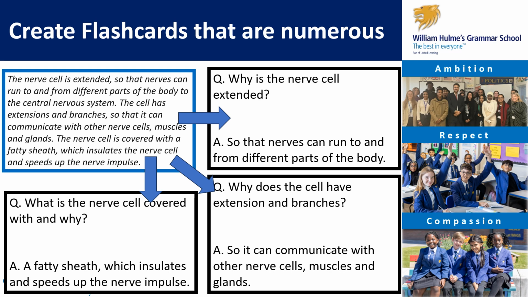This will not be the only piece of important information about nerve cells. So here we have to take other important details and again create simplified questions and answers. So what we mean when we say create flashcards that are numerous is from that same bit of information we're going to create numerous simple questions and answers. And this is also how we keep our flashcards short and concise.